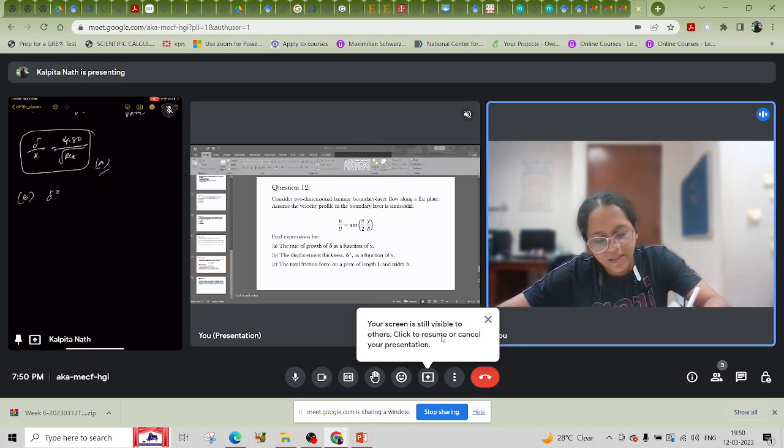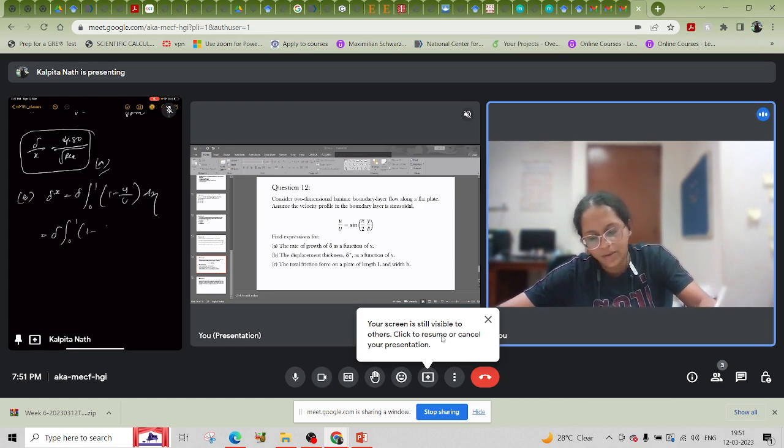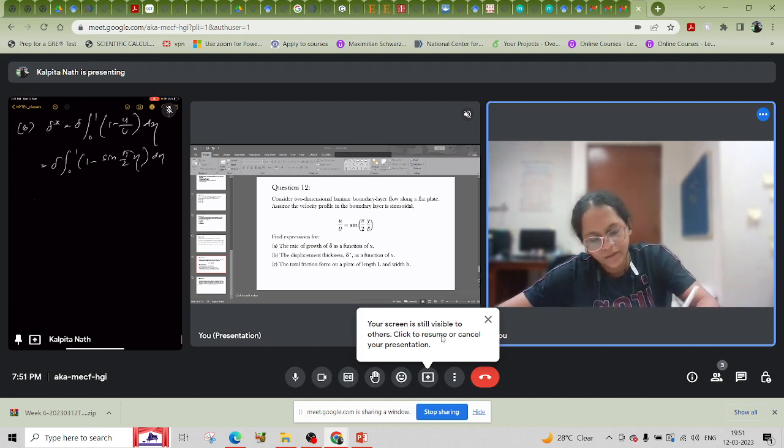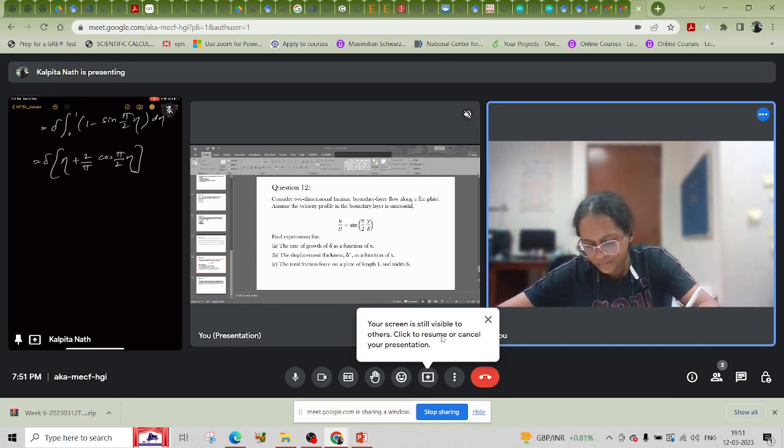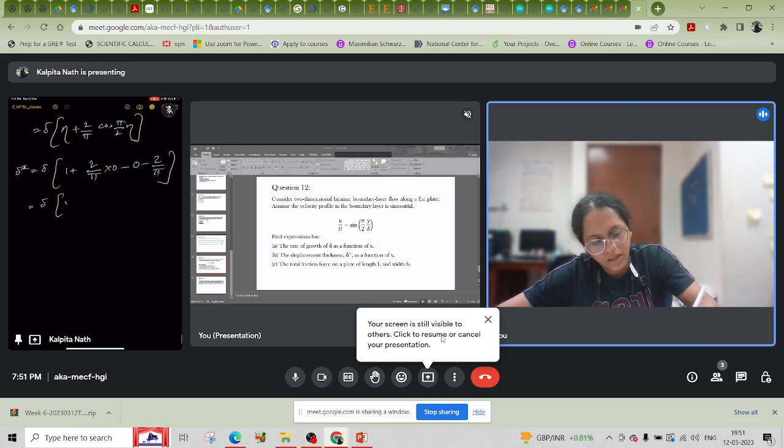Now the displacement thickness delta star is equal to delta into integral 0 to 1 of 1 minus small u by capital U d eta. So delta integral 0 to 1 of 1 minus sine pi by 2 eta d eta, which is equal to delta times eta plus 2 by pi cos pi by 2 eta. Delta star is equal to delta times 1 plus 2 by pi 0 minus 0 minus 2 by pi. Delta times 1 minus 2 by pi.